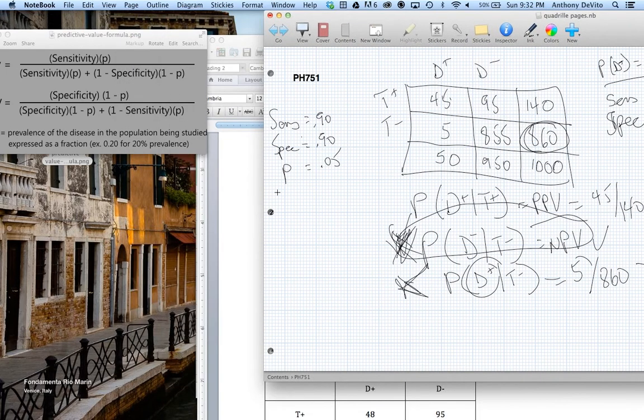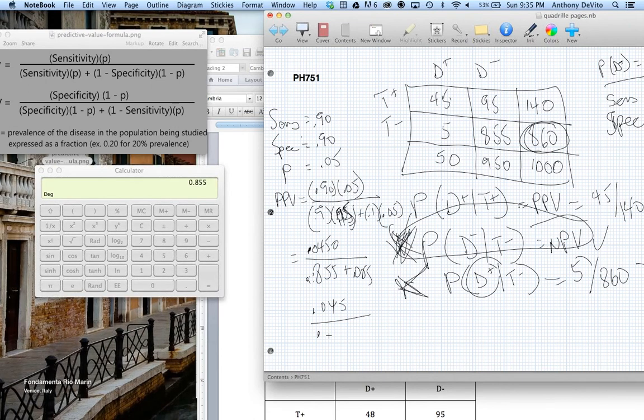So the positive predictive value is equal to the sensitivity times the prevalence, which is 0.9 times 0.05, divided by, sing with me, sensitivity times the prevalence. Oh, you know, I'm confusing this. How come you people are not helping me here? Okay, this is the sensitivity times, not 1 minus the prevalence. I keep looking back and looking at the wrong formula.